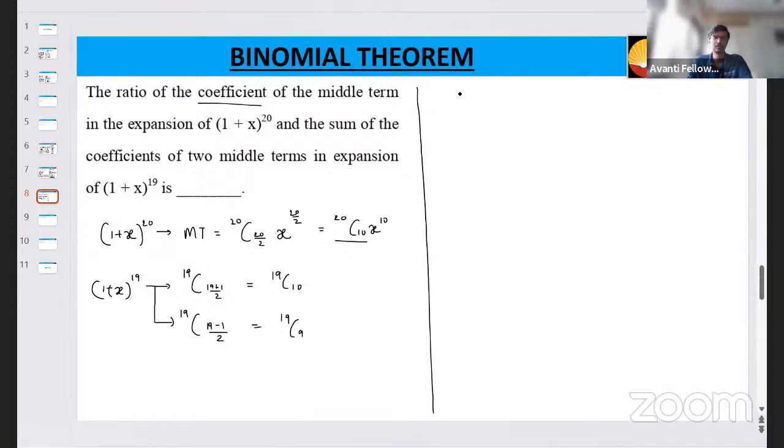ratio of coefficient. So I guess we have to find 20C10 upon the sum of coefficients of two मिडल टर्म्स. अच्छा 19C9 plus 19C10. So basically 19C9 और 19C10 दोनों सेम ही है, right? So I can write it as 20C10 upon 2 into 19C9. nCr equals to nC(n minus r). So both of them are same.